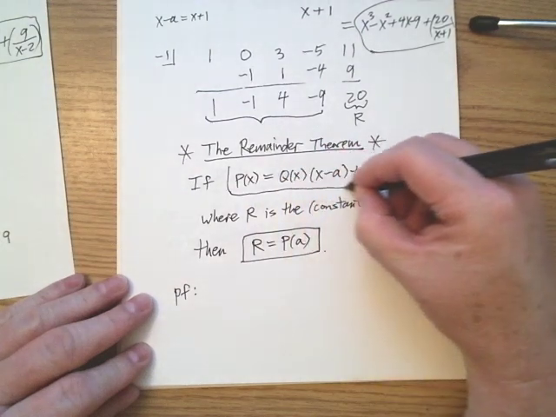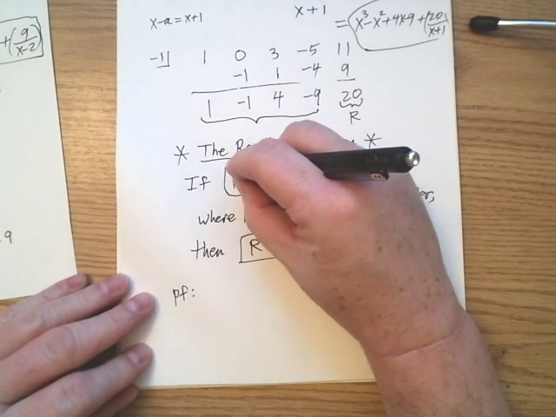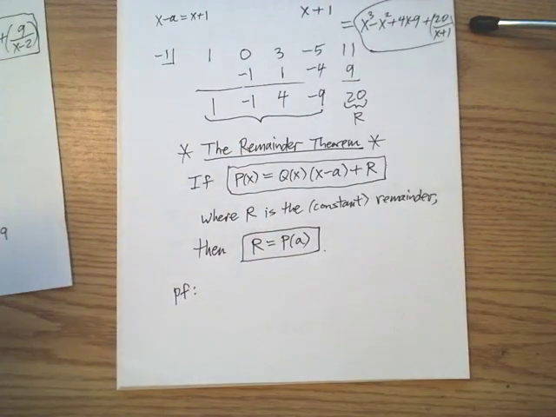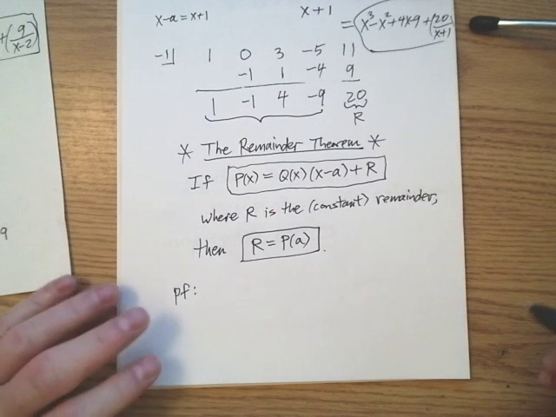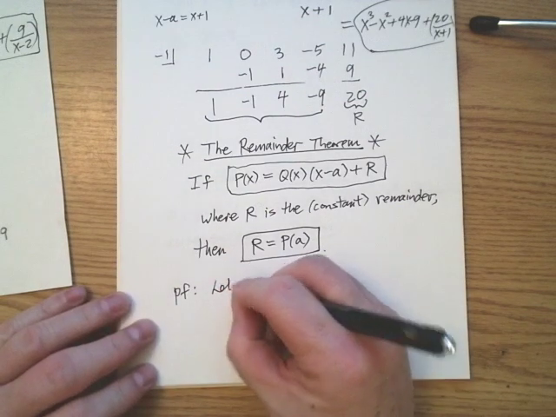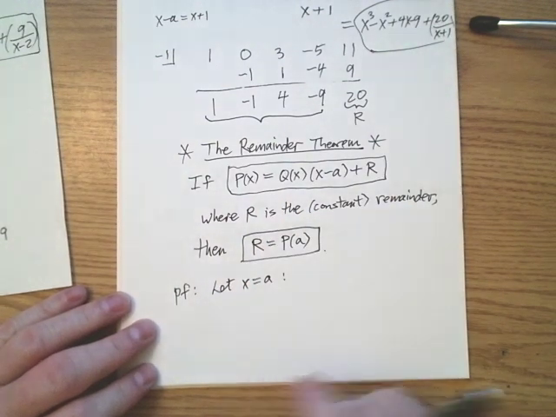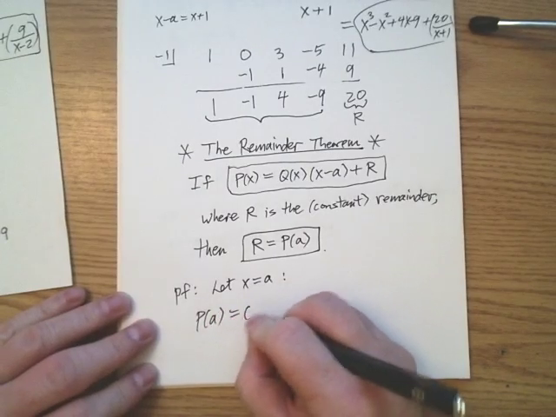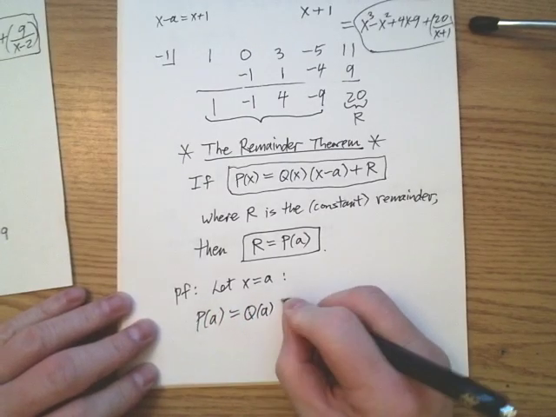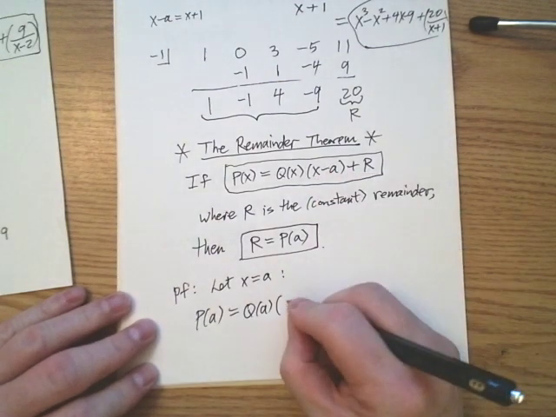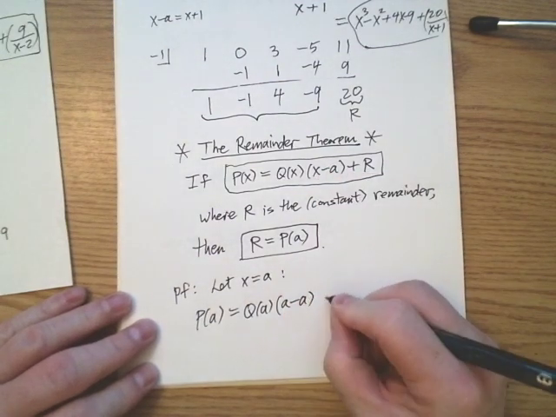Now this thing right here that I'm boxing in, that is an identity. Those two sides are equal for all values of x, okay? So, what happens if I let x equal the particular value a on both sides of this equality here? I would have p of a is equal to q of a, whatever that is, times, now I'm replacing x by a, so that's a minus a, plus r.